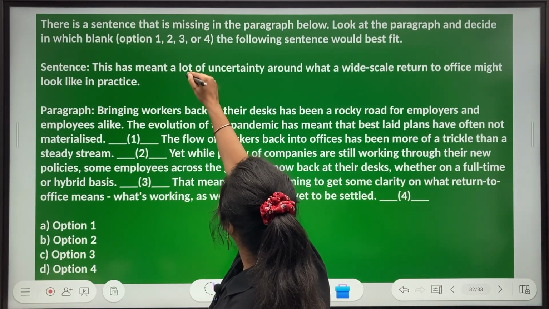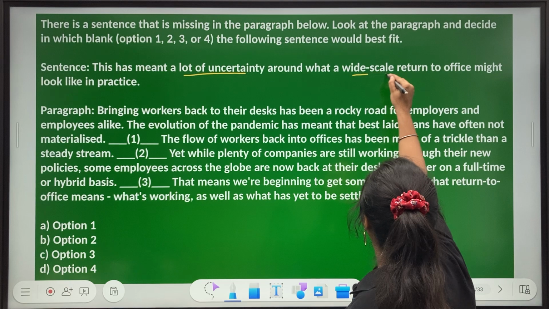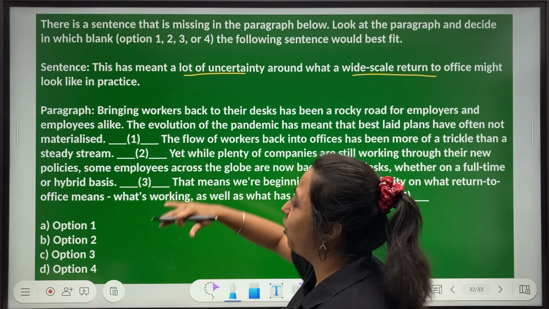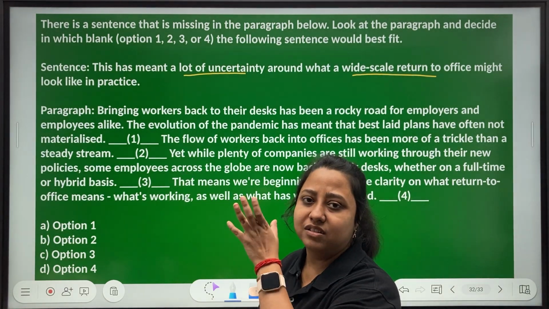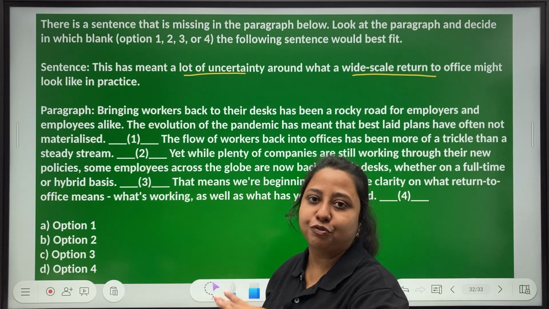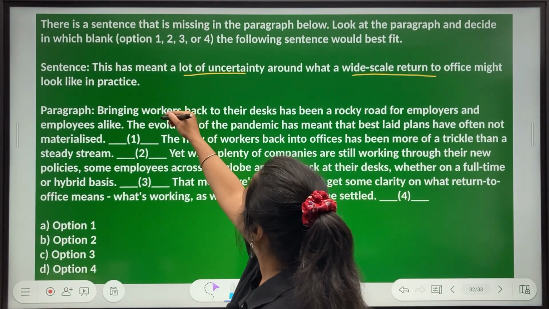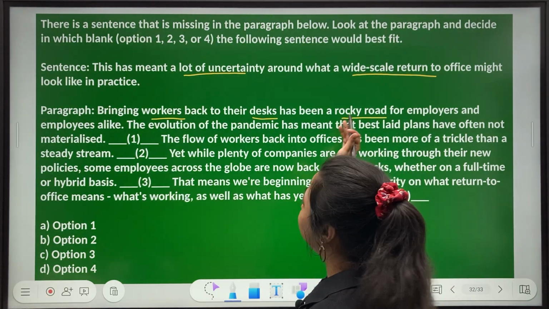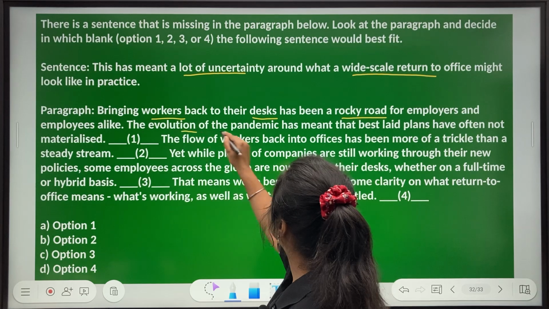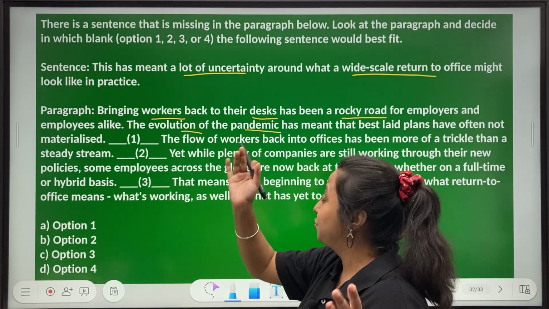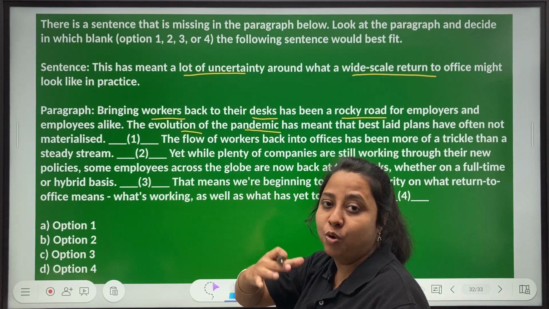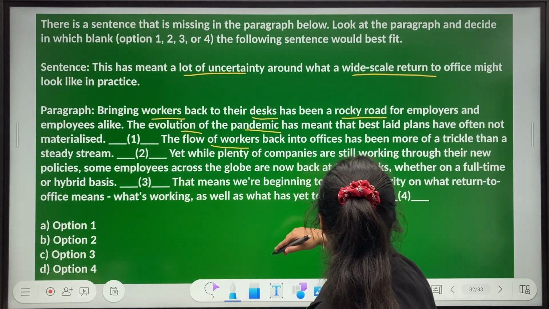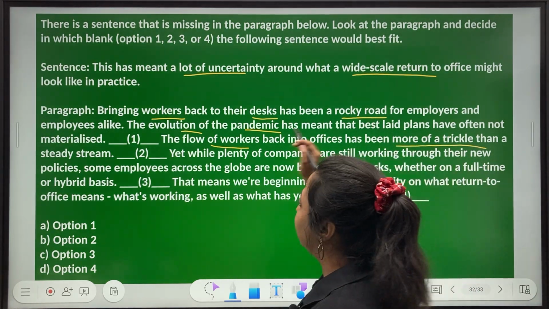So sentence says uncertainty, wide scale return to office. So the moment I read this wide scale return to office, something tells me that this is talking about the work from home scenario, work from office scenario. Okay, workers, desks, rocky road. Rocky road means a difficult task. Evolution, pandemic. See, so this is, I think, most probably the pre-pandemic, post-pandemic, work from home, work from office, hybrid work conditions, something of this sort. Flow of workers, more of a trickle than a steady stream.